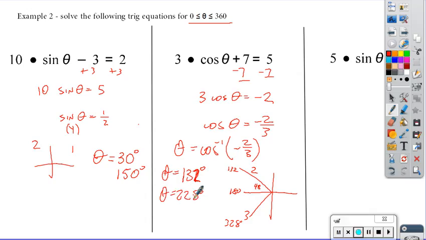Why are there two answers for a lot of these? Well, think about this. If I would draw a sine curve, and I would draw a horizontal line at 1/2, it intersects 2 times. So that would be an example of why there's two answers for each of these.